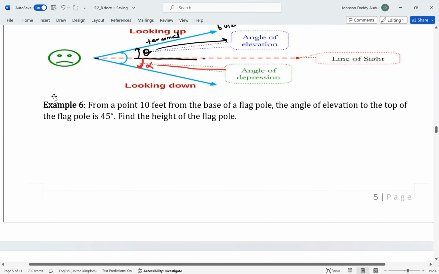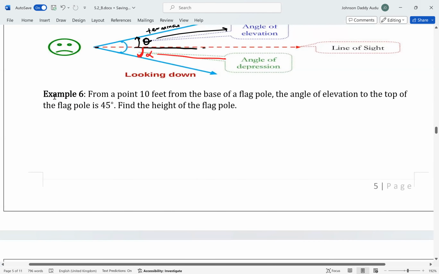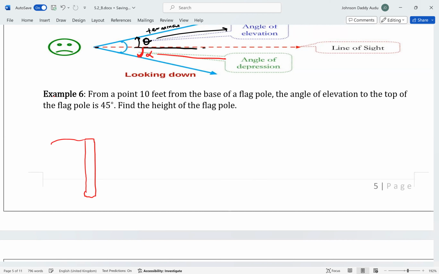Let's see a few examples. Example 6 now. What is important is always our point of reference. It says from a point 10 feet from the base of a flagpole. The first thing is you need to identify this. Let's say this is our flagpole, and from a point 10 feet, let's say this is the point. It means the distance from the base of the flagpole is 10 feet. This is the base of the flagpole, so this is 10 feet.